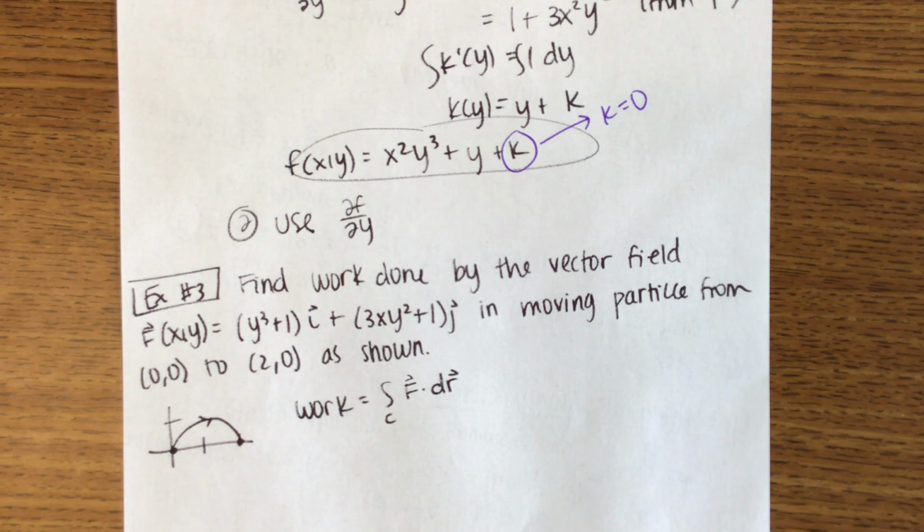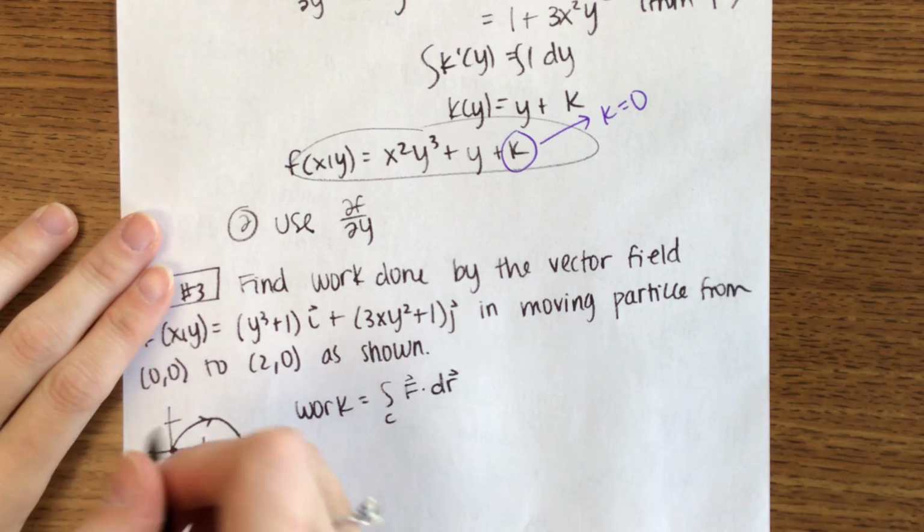I asked you this question at the beginning of class. Yeah, you would have parameterized the curve. You remember that? And then done f of r and r prime of t and dotted them. Okay, so you can still do that. I strongly prefer not to, so I'm not going to do it that way.